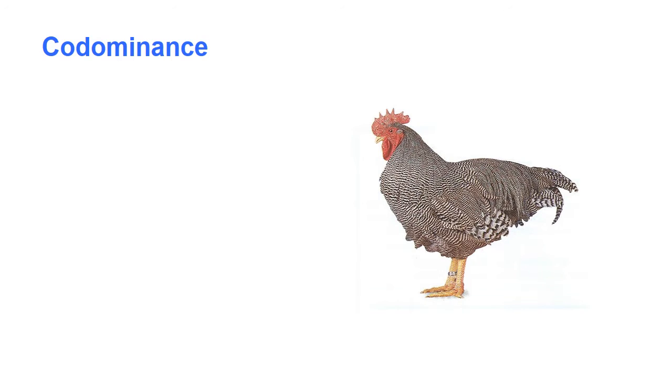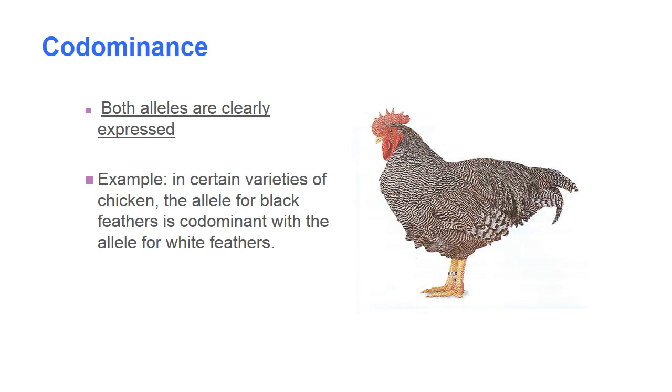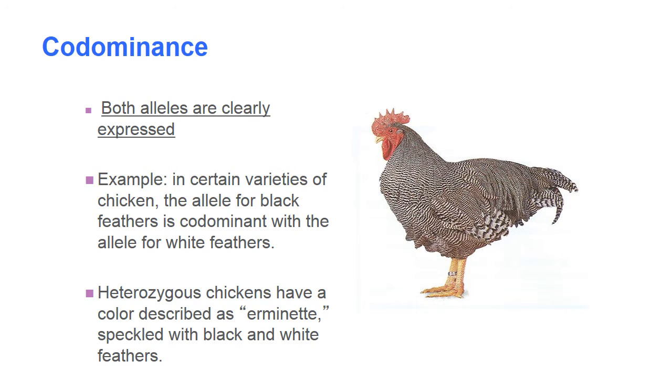Now codominance is very similar, but in this case, instead of them blending together, you see both of them. So both of the alleles are clearly expressed. So an example is this chicken here. He has white feathers and black feathers. He doesn't have gray feathers. He has black and white, because the allele for black feathers is codominant with the allele for white feathers. The name for that is erminette, or the checkered chicken. So it'll be speckled with black and white.